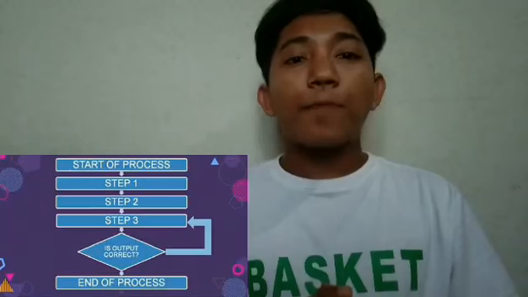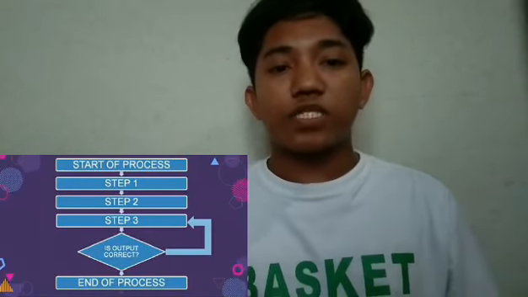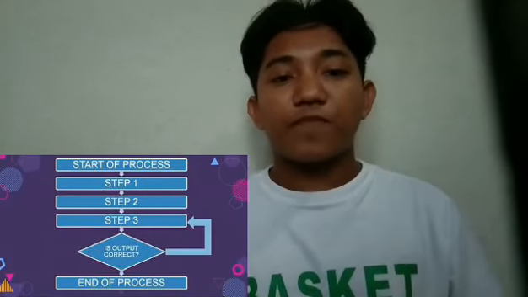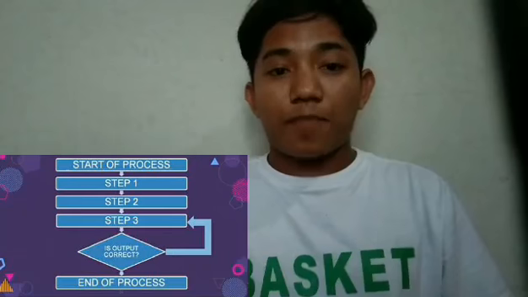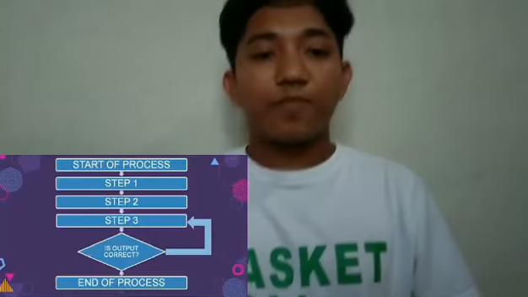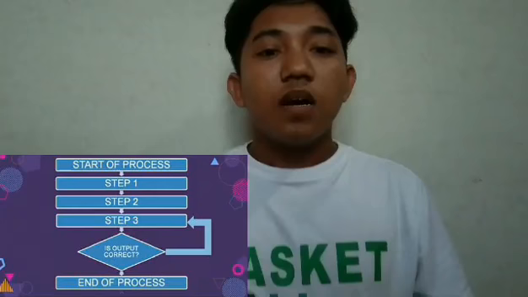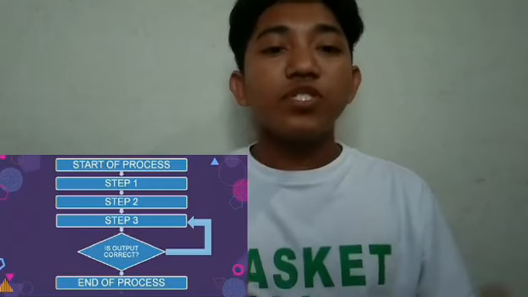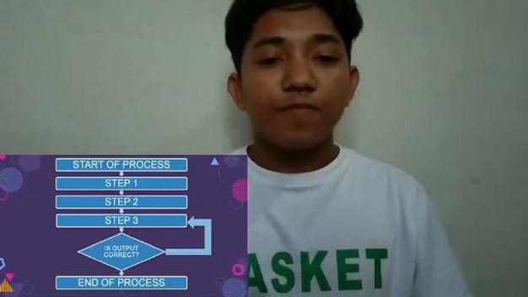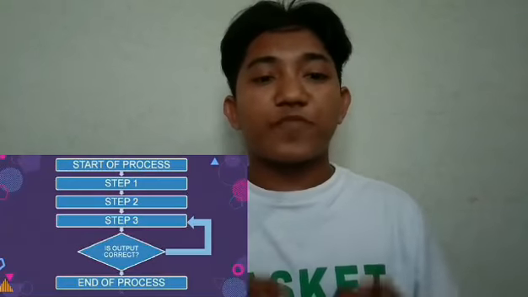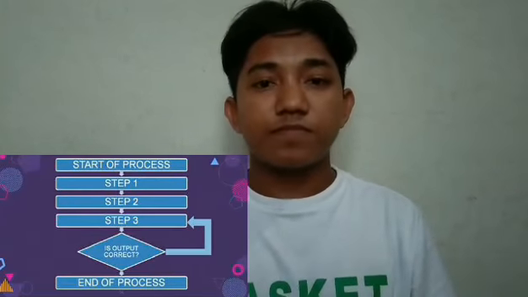I would like to report about flowchart. So what is a flowchart? A flowchart is a graphical or symbolic representation of a process. Each step in the process is represented by a different symbol and contains a short description of the process step. The flowchart symbols are linked together with arrows showing the process flow direction.